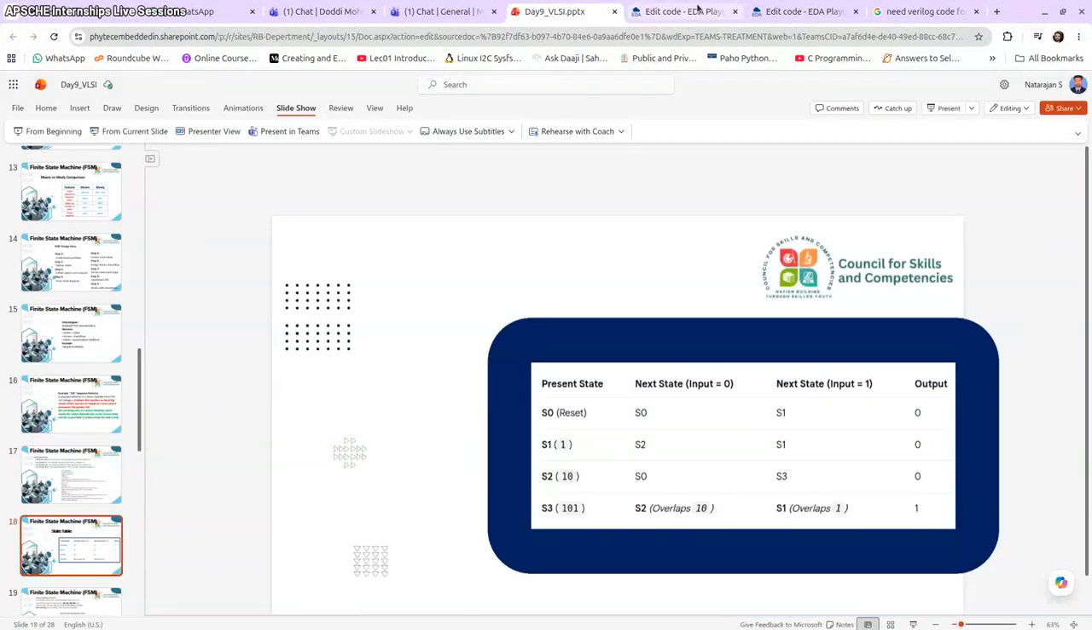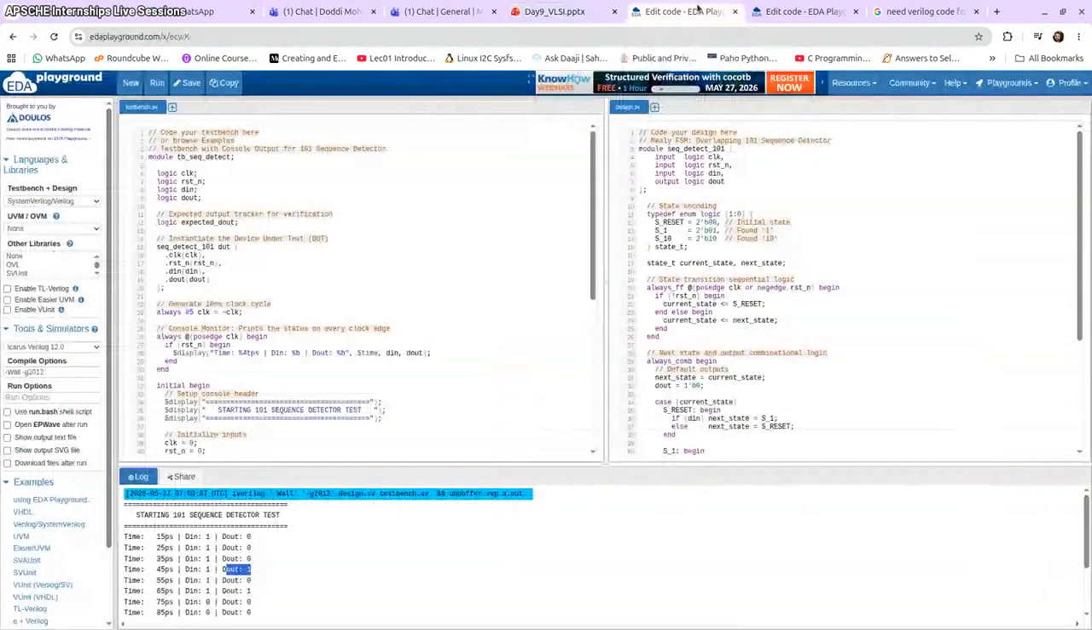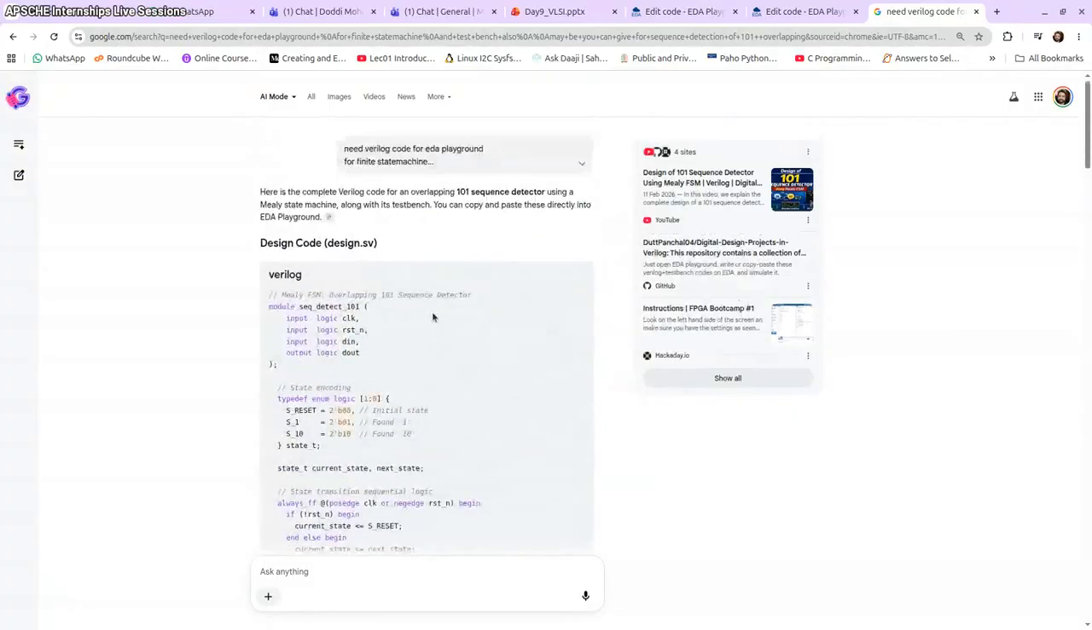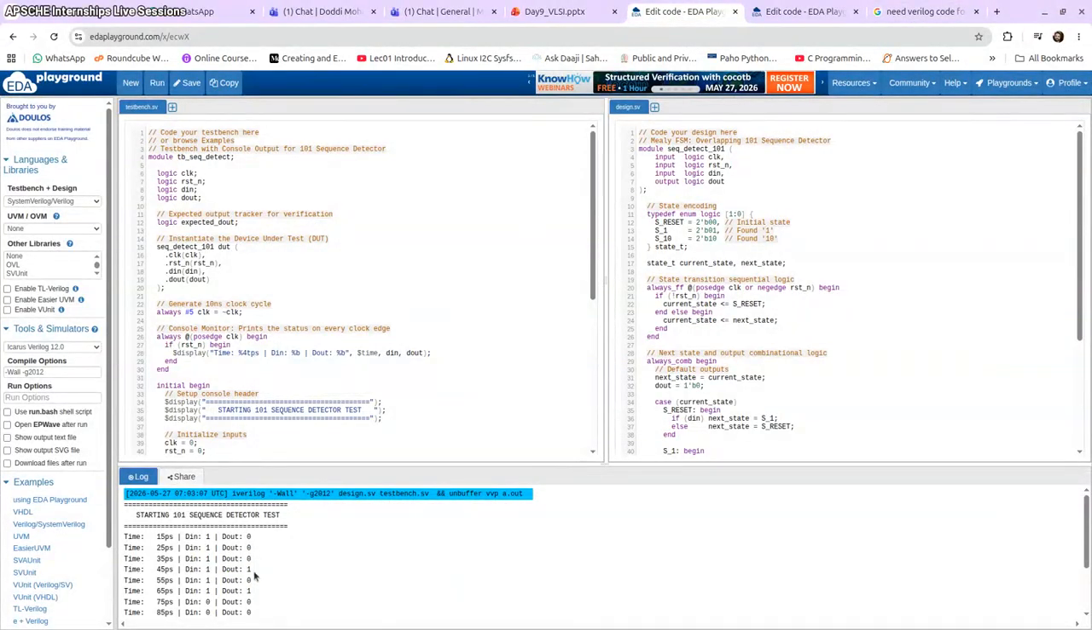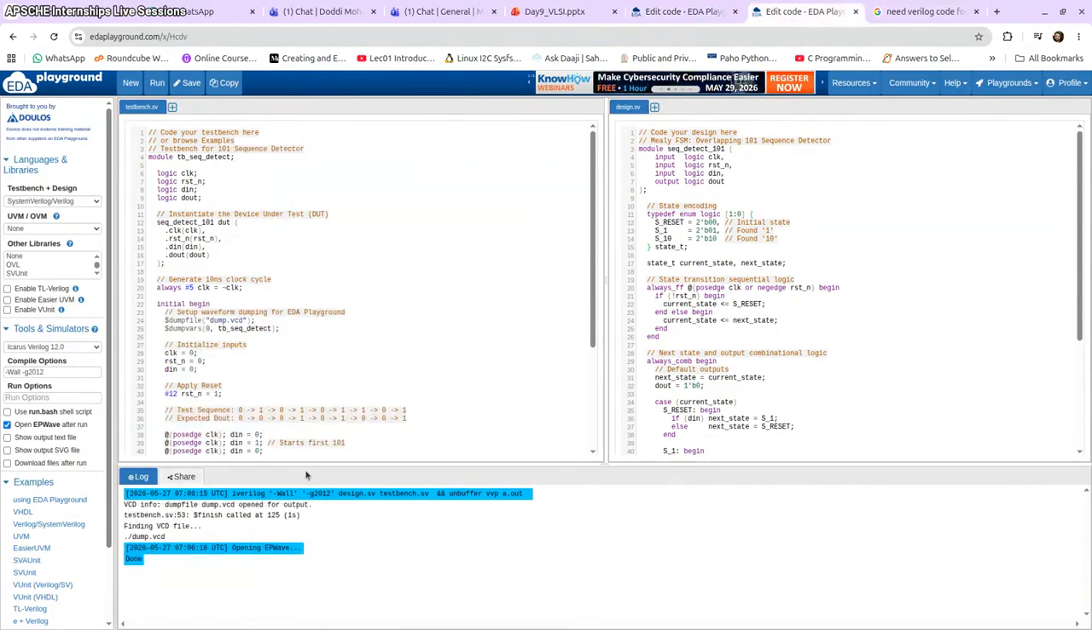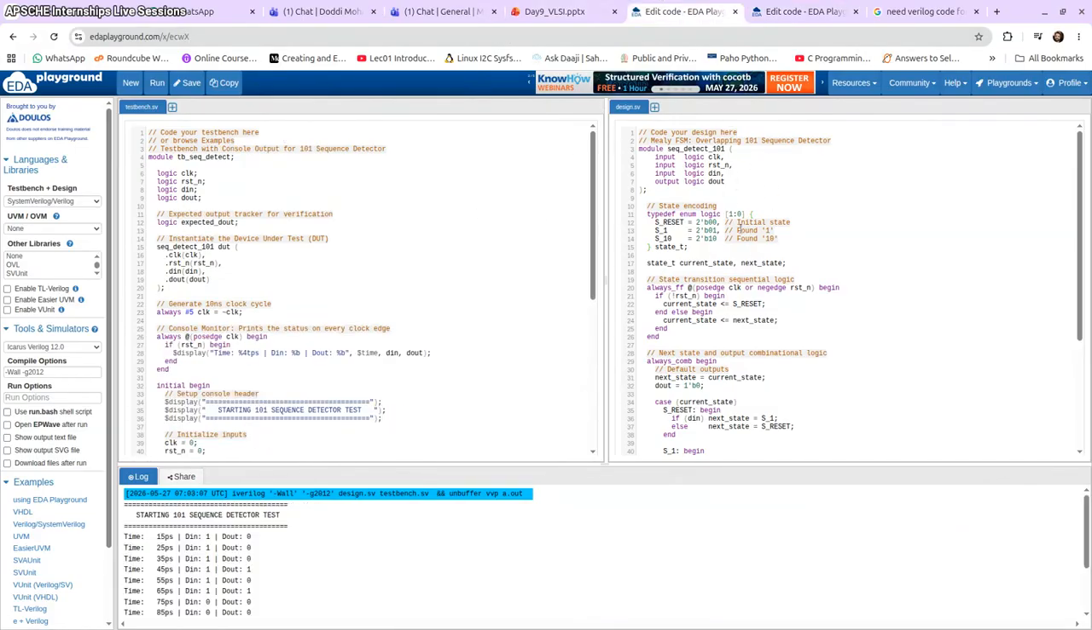Now, as usual, we will try to understand the state machines by a simple code. I took it from an AI tool. One is for showing the output in the console window, and the other I did for wave purposes, by showing it in EPWave. So these are the codes. It is an overlapping 101. Whatever problem I solved, I converted into logic, so accordingly it is going to give me the result.